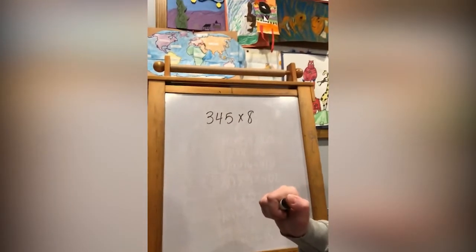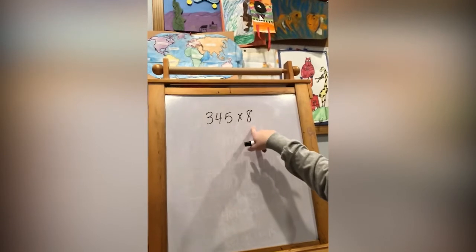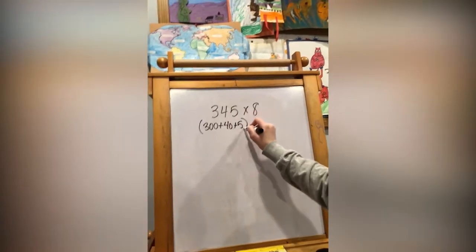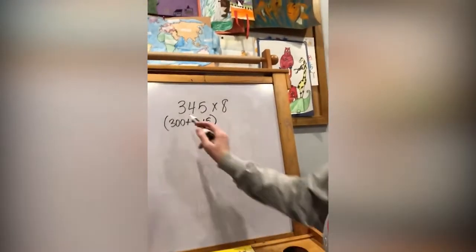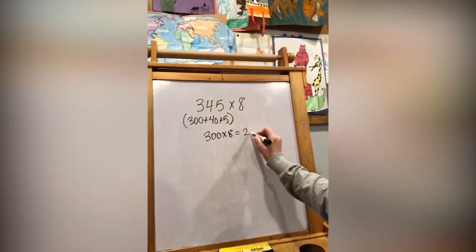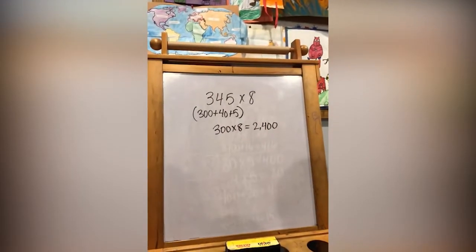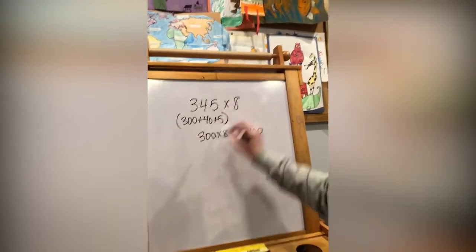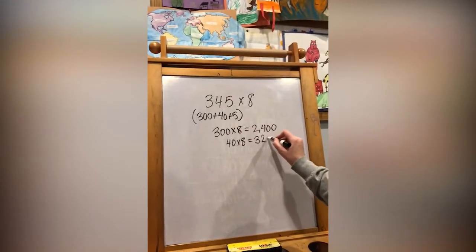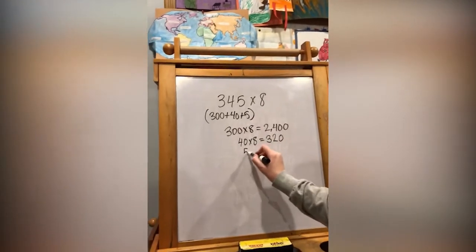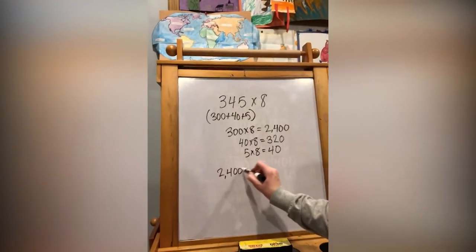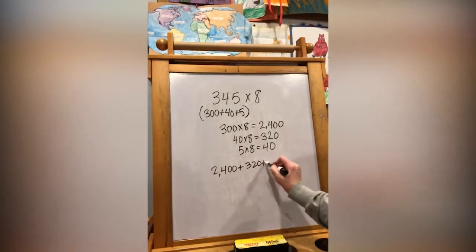So if I was looking at this problem, I would really rather not solve it the way it is currently. I'd rather break up 345 into 300 plus 40 plus 5 and deal with it in chunks. So I might start with 300 times 8. When I multiply 300 times 8, I get 2,400. When I multiply 40 times 8, I get a product of 320. And when I multiply 5 times 8, that equals 40. So now I just need to go through and add up all of my products.